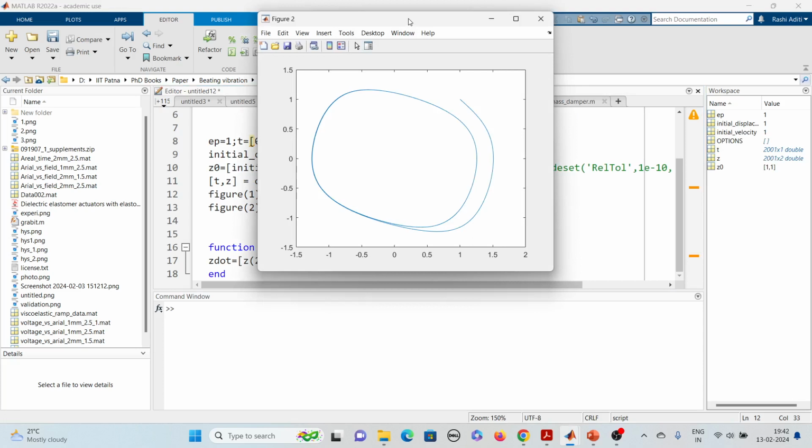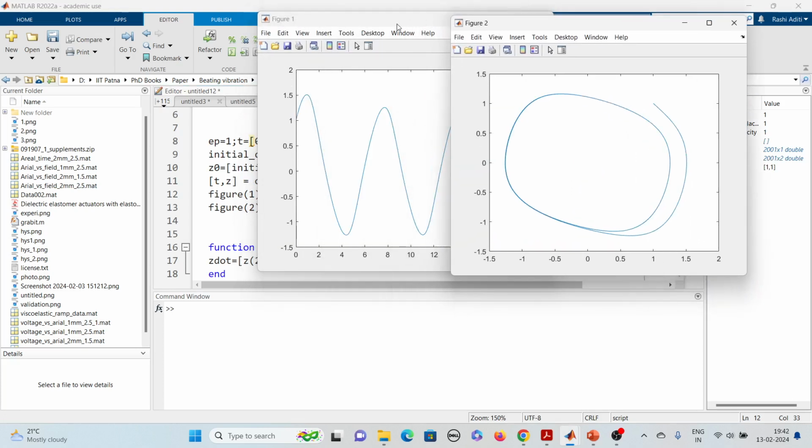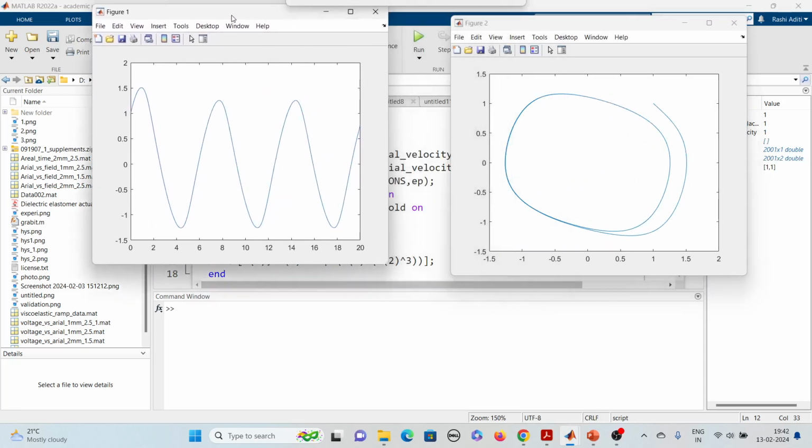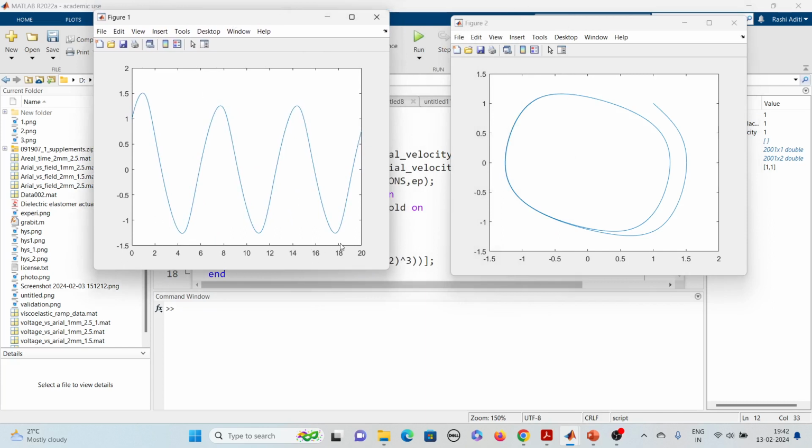Figure 1 gives me the time response, and figure 2 gives me the phase plot. Here the x-axis is time and this is your u, and in the phase plot the x-axis is your u and the y-axis is your u dot. So you can see what is happening to the system. The system started from here, which is the initial condition, and then it came to this and follows this periodic loop. So this is the response of the system.